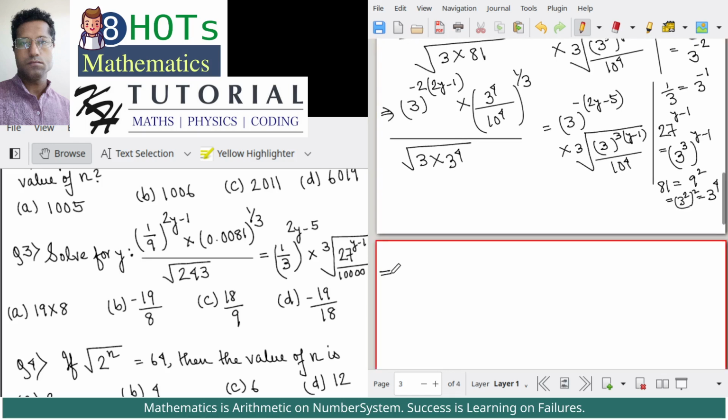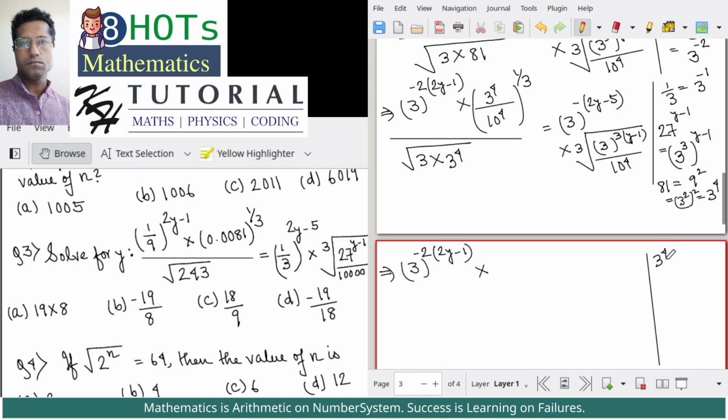This implies we have 3 raised to the power, let this be as it is, 2y minus 1 multiplied by, I am now breaking 3 to the power 4 divided by 10 to the power 4, whole raised to the power 1 by 3.